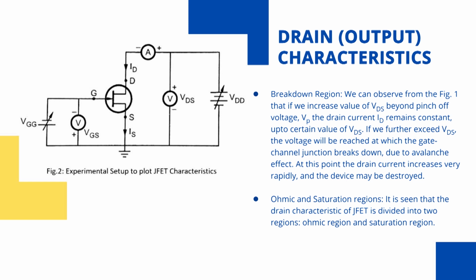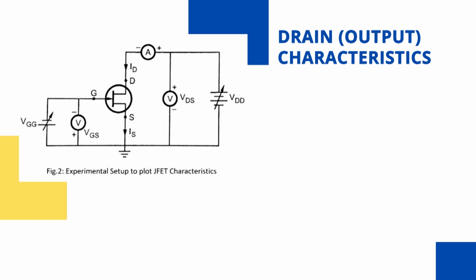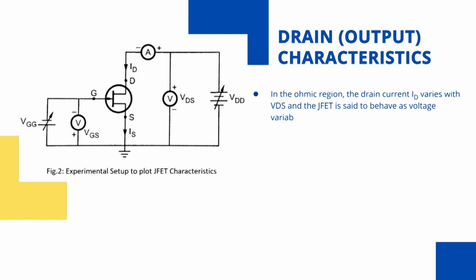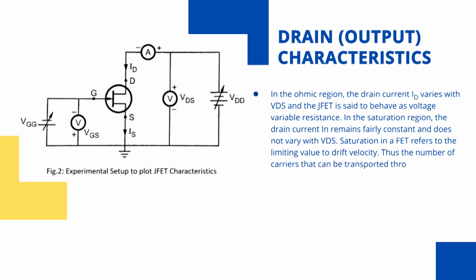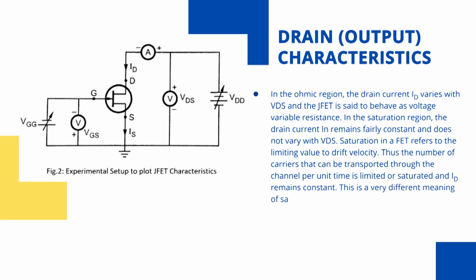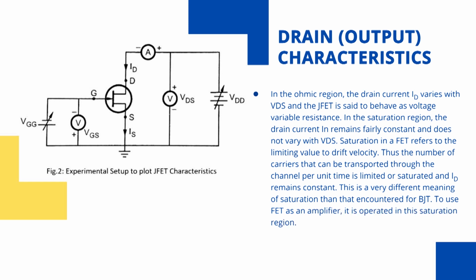Ohmic and saturation region. It is seen that the drain characteristics of a JFET are divided into two regions, the ohmic region and the saturation region. In the ohmic region, the drain current ID varies with VDS, that is the drain voltage, and the JFET is said to behave as a voltage variable resistance. In the saturation region, the drain current remains fairly constant and does not vary with VDS.